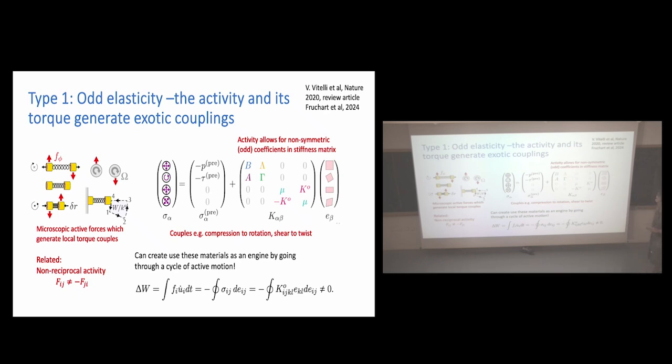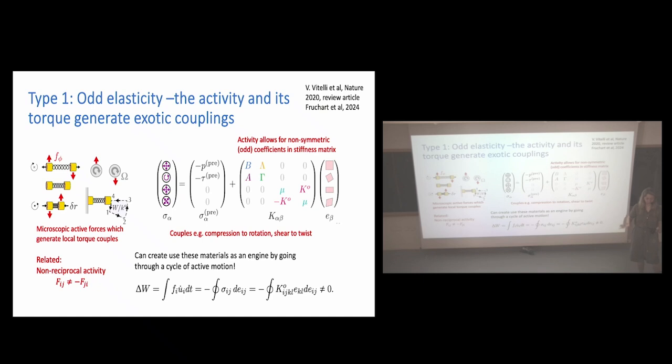Then you can do the whole calculation. You can also derive this more generically, by allowing asymmetric pieces in your stiffness matrix. So for example, a coupling of compression to a rotation, like you can see here specifically, or shear to a twist. And so you can get extra coefficients here, for example the K0 in here. Because of this, I can make cycles of compression and expansion in these systems, integrate the force times the displacement field, and from that, I can eventually show that the amount of work I can do in these systems over a cycle is non-zero. So I can use this to make engines.